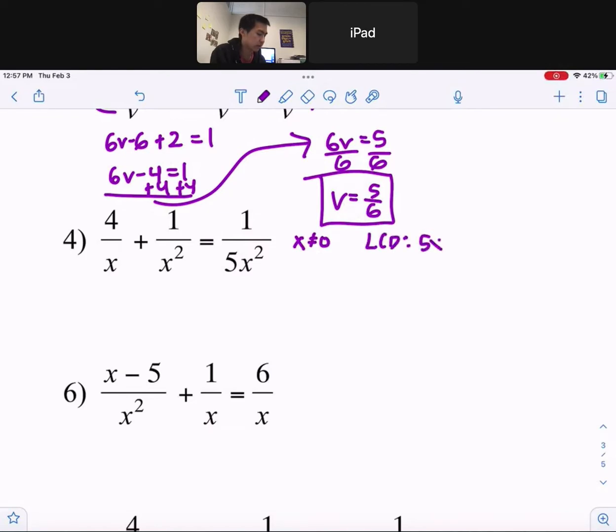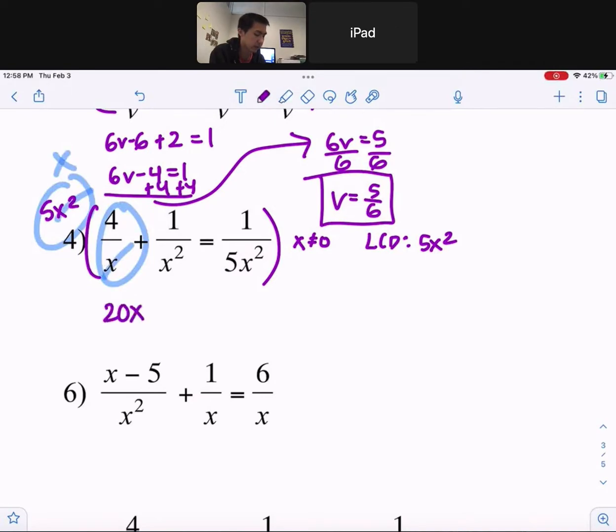LCD is 5x to the second, so you're going to multiply the whole thing by 5x to the second. So this times this, 1x cancels from top and bottom. So we really have 5x times 4, which is 20x. 5x squared times x squared, the x squares cancel, so you have 5 times 1 for just plus 5. And 5x squared times this, the 5x squared cancel, so all you are left with is equals 1.